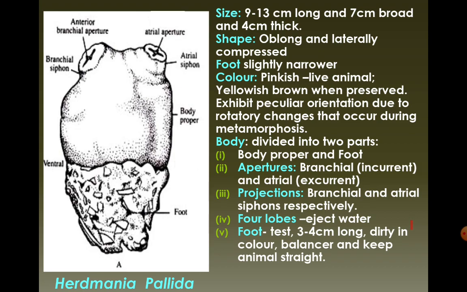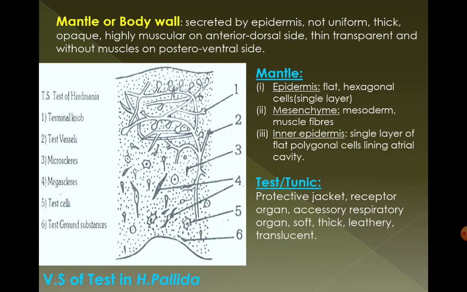Now let us learn about the mantle or the body wall. The mantle or the body wall is secreted by the epidermis, and this is not uniform throughout the surface of the body. It is thick, opaque, highly muscular on the anterior dorsal side, and it is thin and transparent and without muscles towards the posteroventral side, that is towards the foot.